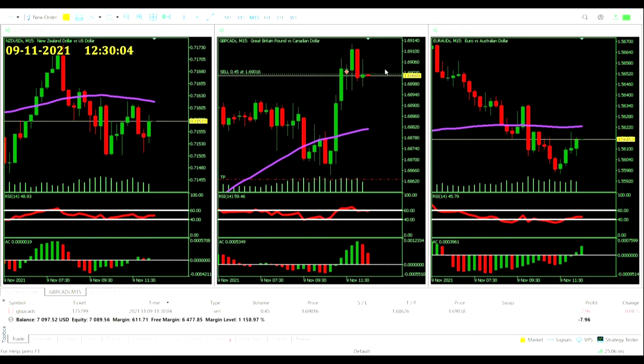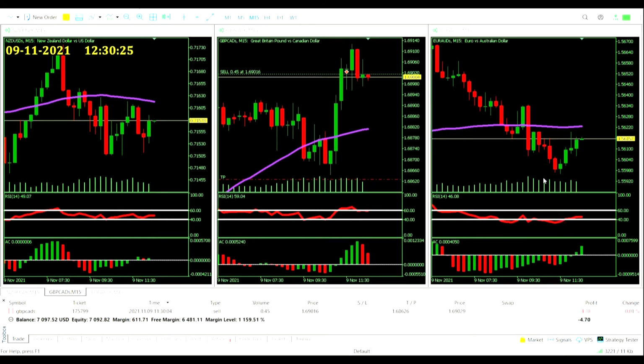12:30, so about an hour since we got into this trade on the pound CAD. It did surge for a period, and it looked like that trend was going to push, but it's come back down since, and we are hovering just around about profit. Hopefully we can push a bit more. No other signals on the other charts.